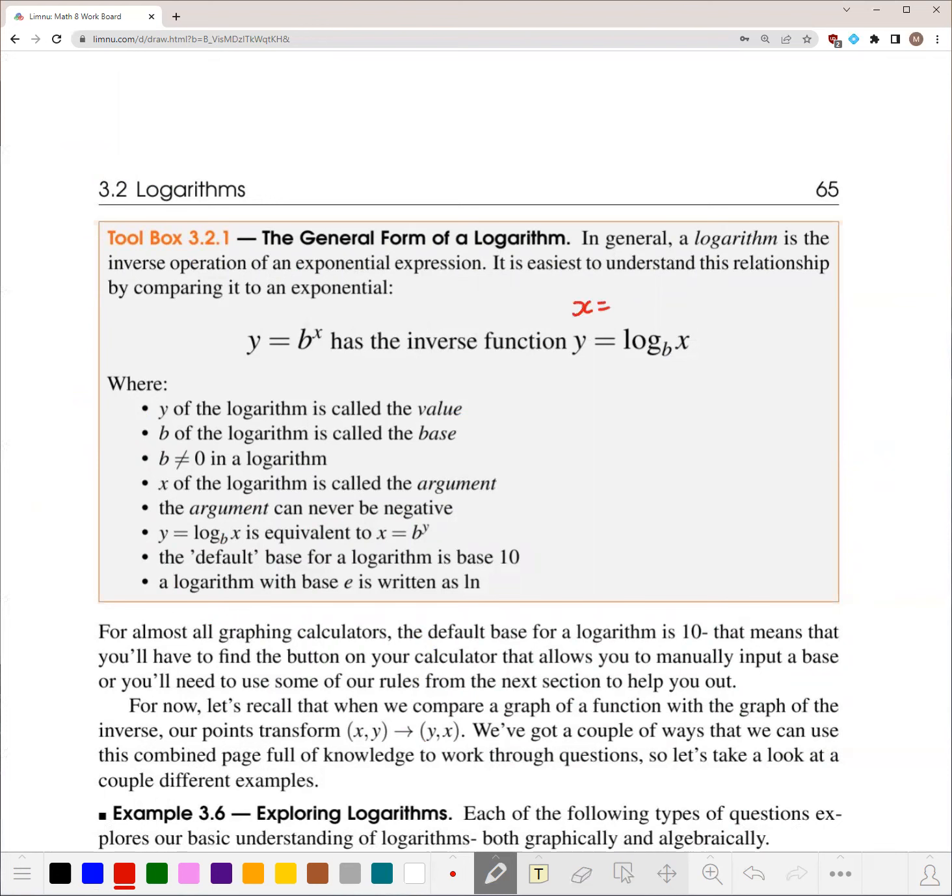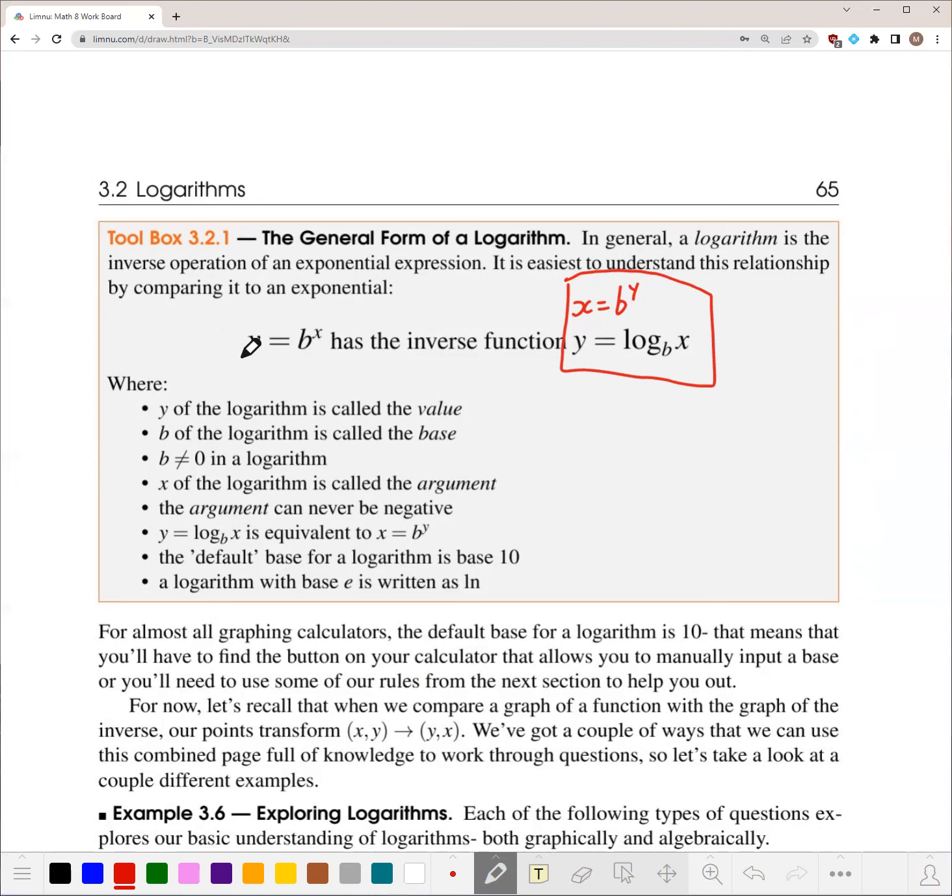X equals b to the y. And I can convert this into a logarithm by writing y equals log base b of x. So let's break this down. This is the two ways of seeing something, right? As an exponential, we'd write it x equals b to the power of y. And in the logarithmic form, we write y equals log base b of x.